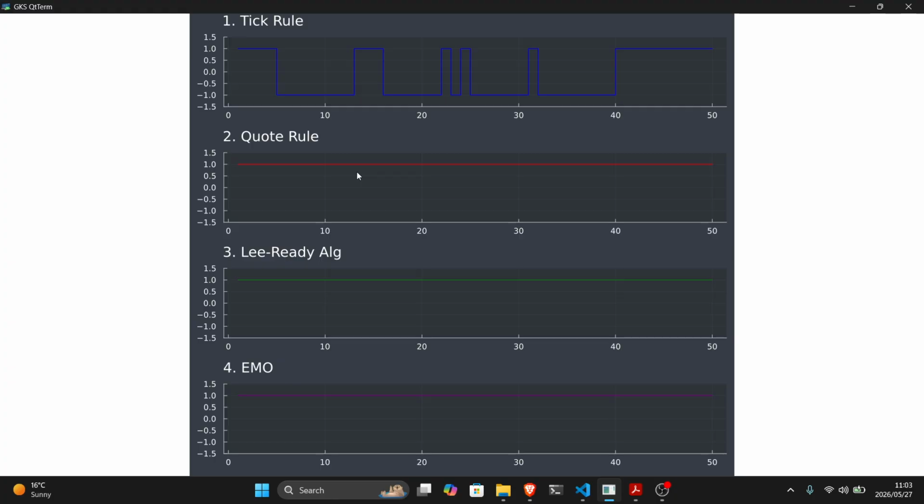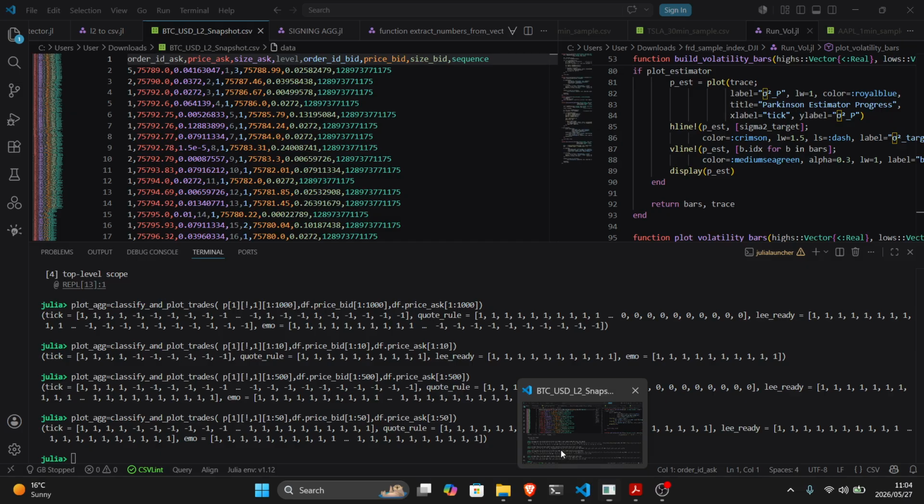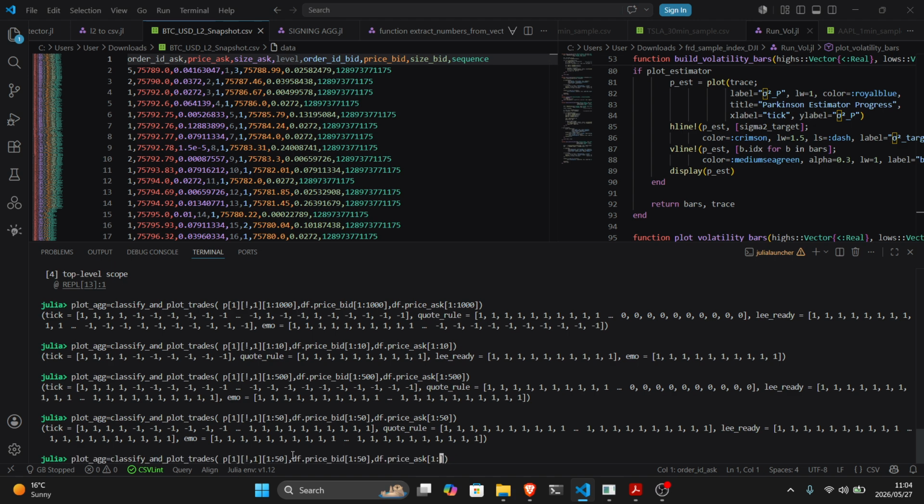When you look at the quote rule, it just stayed at 1. It didn't pick up on any dynamics because of its rule, right? And the Lee-Ready algorithm just stayed at 1, too. EMO just stayed at 1, too. Now, what I'm going to do is push this to 100 entries. That's plus 50 for each.